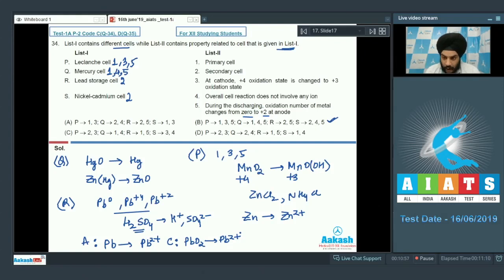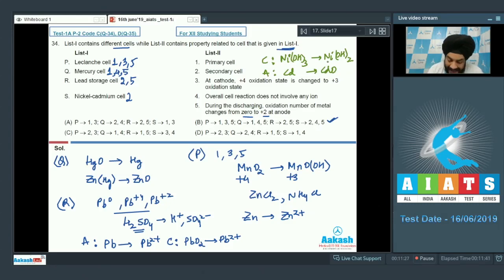Students, the fifth option will also be a match. So for R, we have to map 2 and 5. If you look at the last option now, which is the nickel cadmium cell. In the nickel cadmium cell, we have NiOH whole thrice converting into NiOH whole twice at the cathode, and we have Cd converting into CdO at the anode.